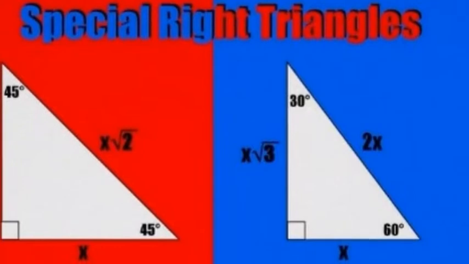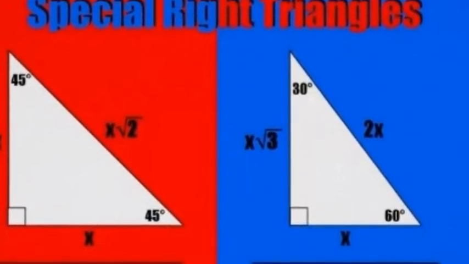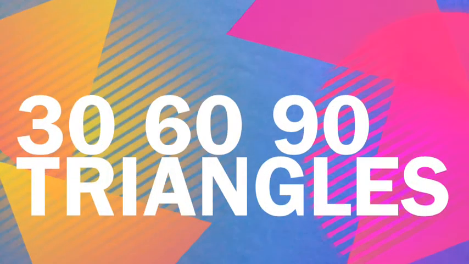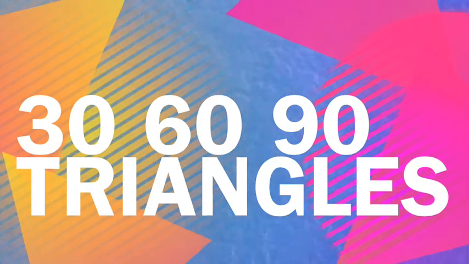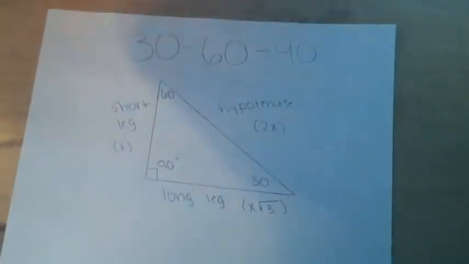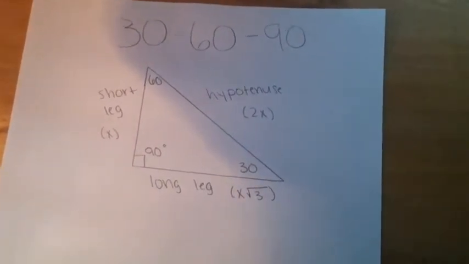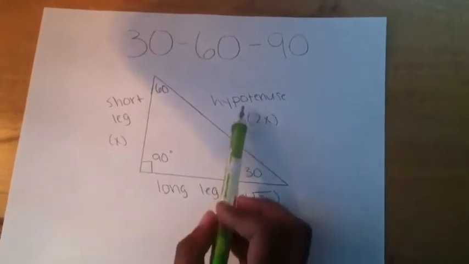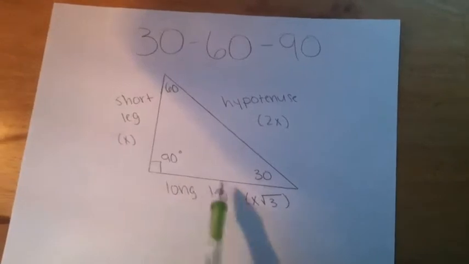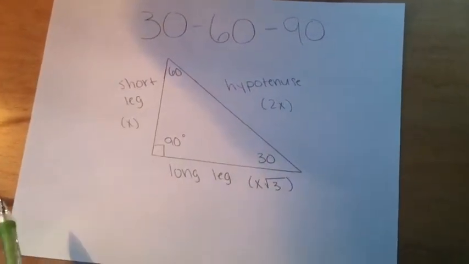Another math lesson. Today we will be teaching you about special right triangles, focusing mainly on 30-60-90 and 45-45-90. Now let's go over 30-60-90 formulas. The hypotenuse is always the longest side and is across from the 90-degree angle. The long leg is across from the 60-degree angle, and the short leg is across from the 30-degree angle.